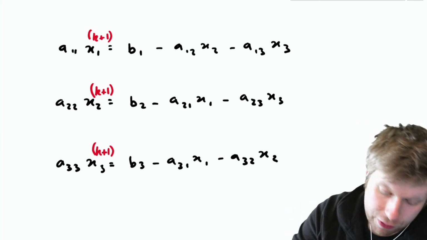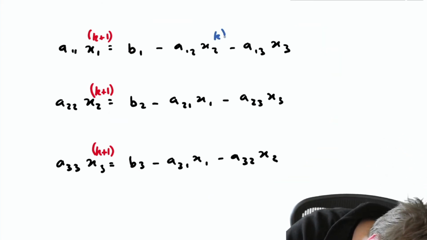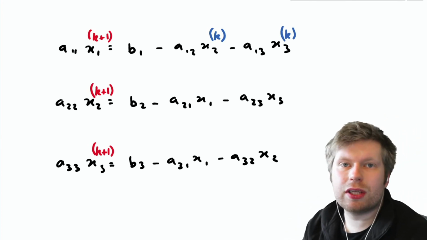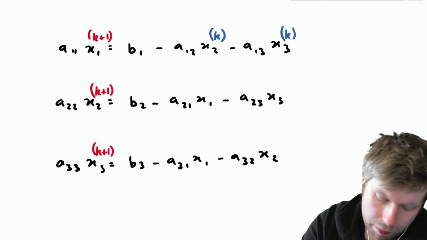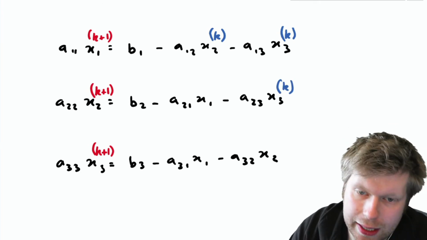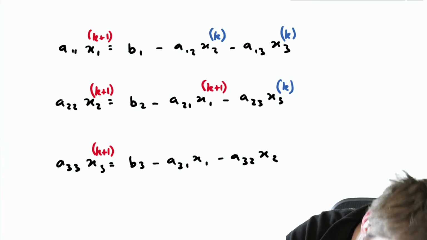However, I need to be careful about what the values are on the right-hand side. In the first equation, the x2 and the x3 are both values at the kth step. In other words, they're old values. However, I need to be careful when I look at my next equation, because whilst my x3 is still my value at the kth step, my x1 has become my value at the k plus 1th step.